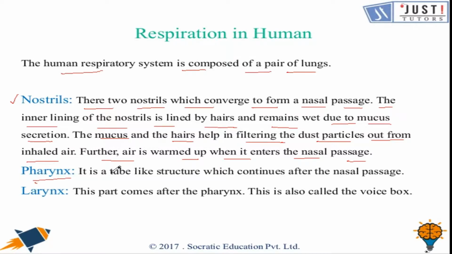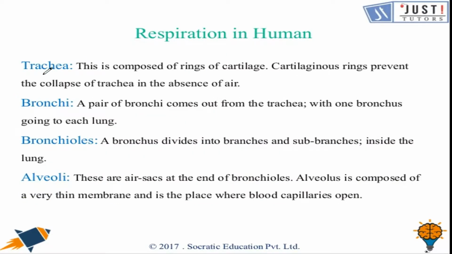Then the pharynx. It is a tube-like structure which continues after the nasal passage. Larynx. This part comes after the pharynx. This is also called the voice box. Trachea. This is composed of rings of cartilage. Cartilaginous rings prevent the collapse of the trachea in the absence of air.